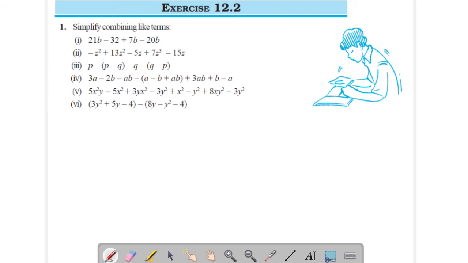Now come to exercise 12.2. Say question number 1. Simplify combining like terms. See the solution.